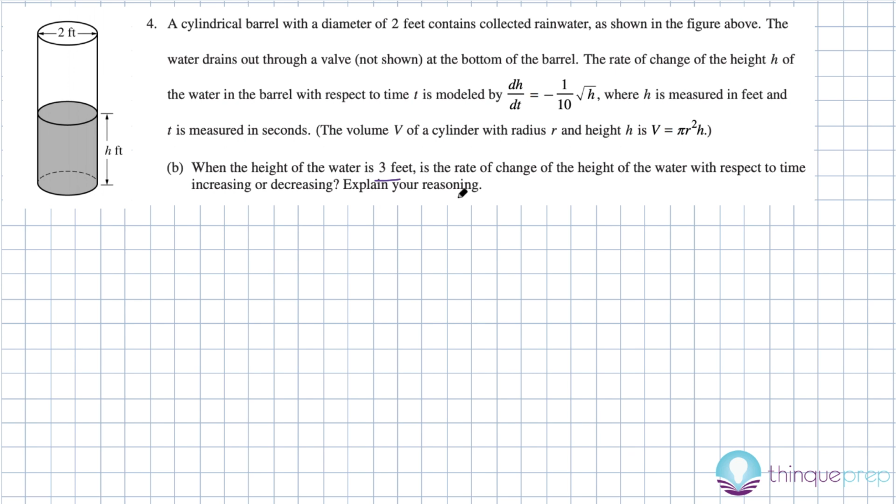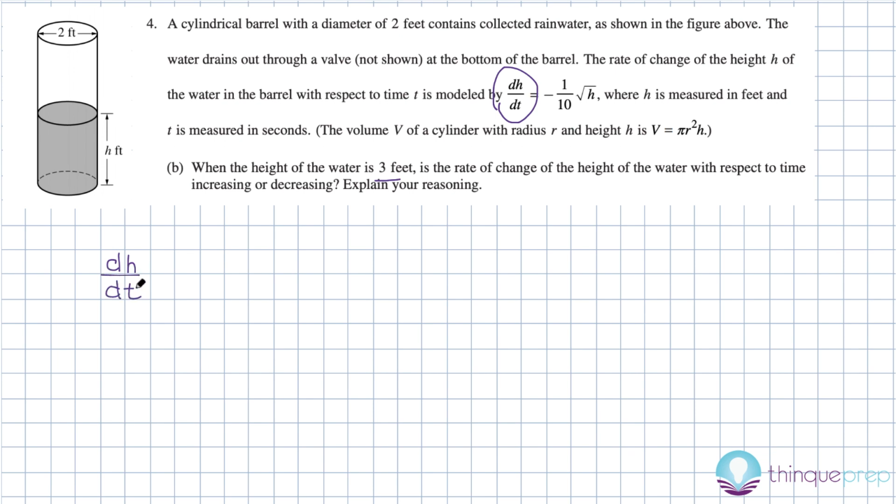Now, upon first reading of the question, it sounds like all you need to do is plug this 3 into here and just figure out if it's positive or negative. But reread the question a little bit more carefully. It says, is the rate of change increasing or decreasing? In order to determine if the rate itself is increasing or decreasing, then we need to take this and take the derivative of that.